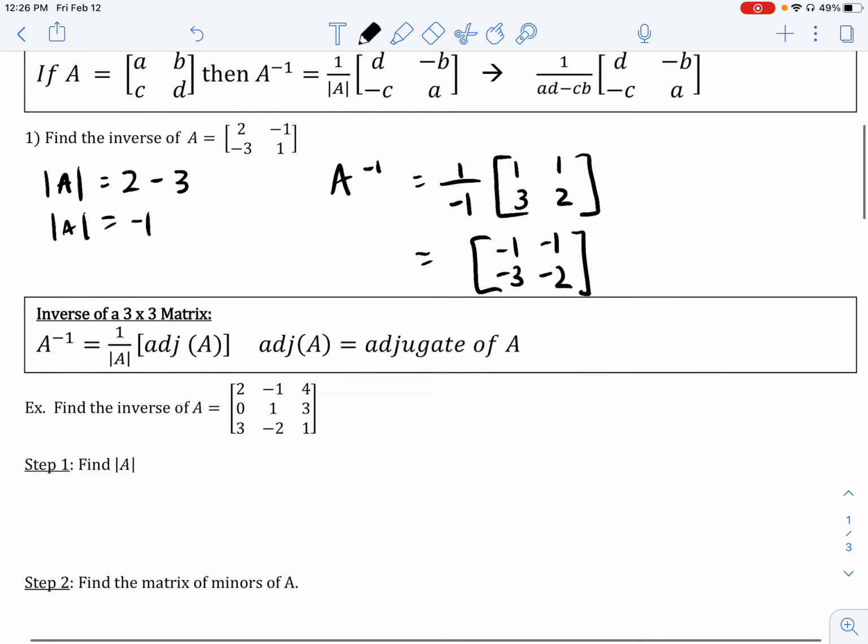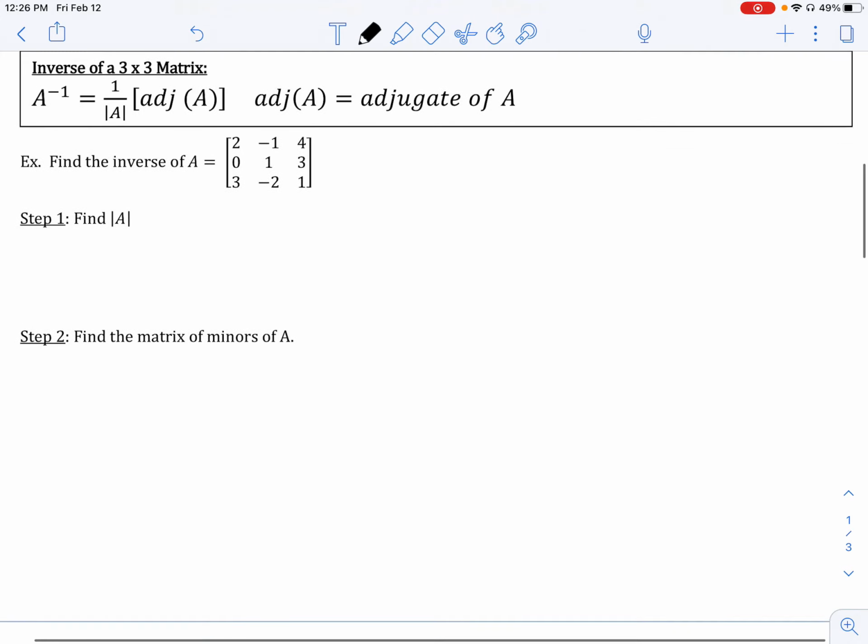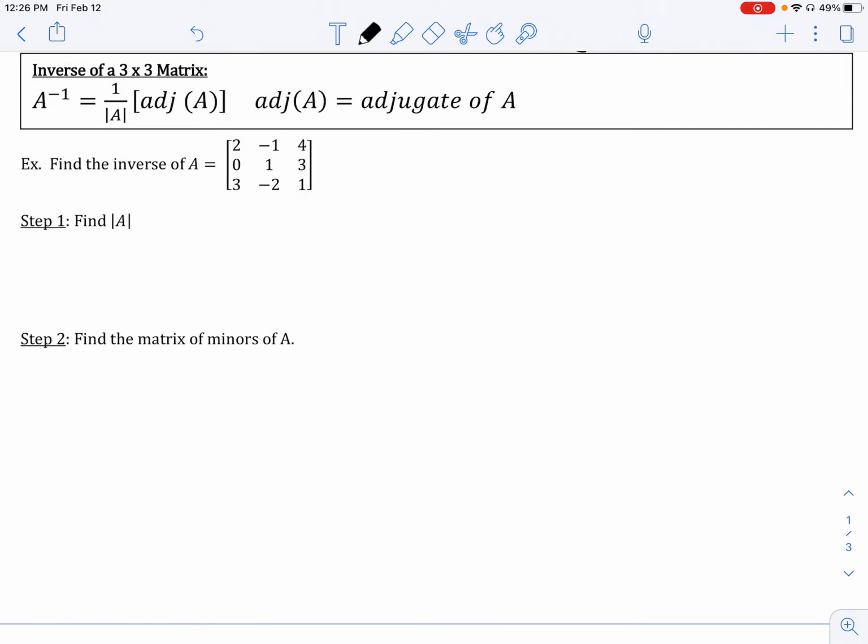Now, what about when we get to a 3 by 3 matrix? And look, I'm not going to sugarcoat it. This is going to look like a bit of work because it is. But just follow along, follow the steps. And I think once you get the structure down, you'll be able to do a few more without any real difficulty. And honestly, most of the time in practice, we'll use a graphing calculator for this. You will not need to worry about finding an inverse of a matrix larger than a 3 by 3 in this class.